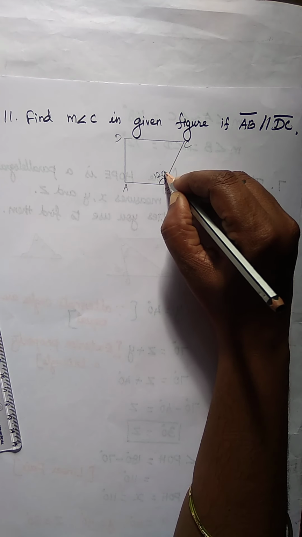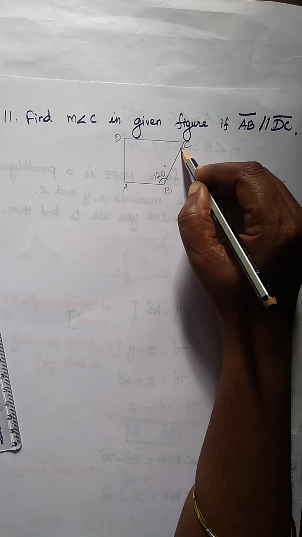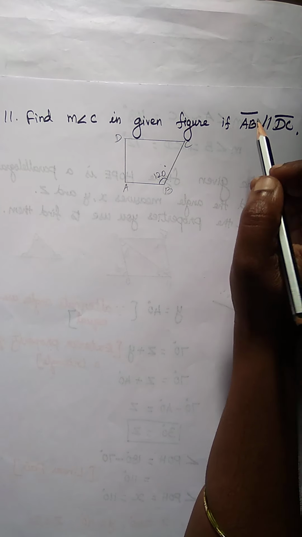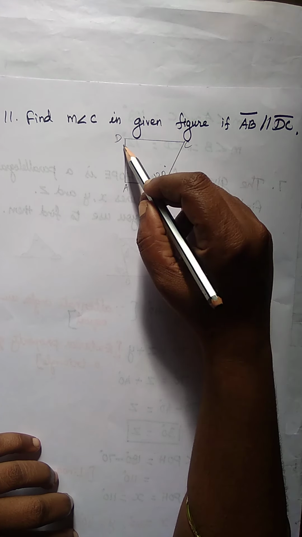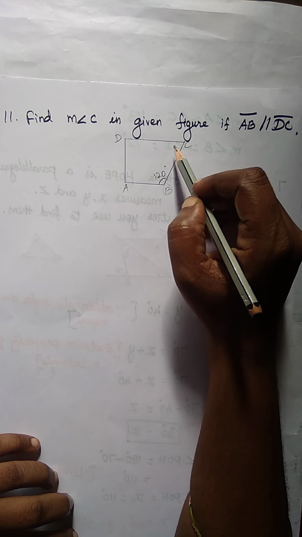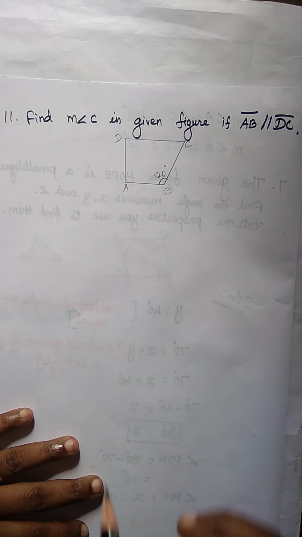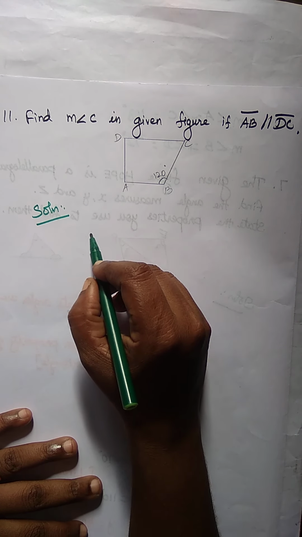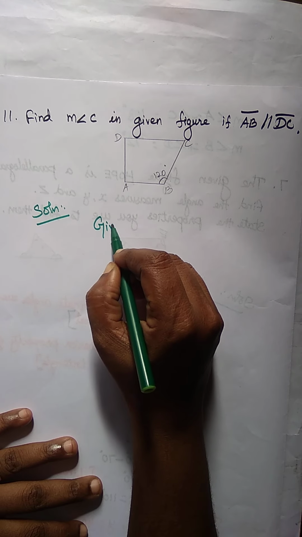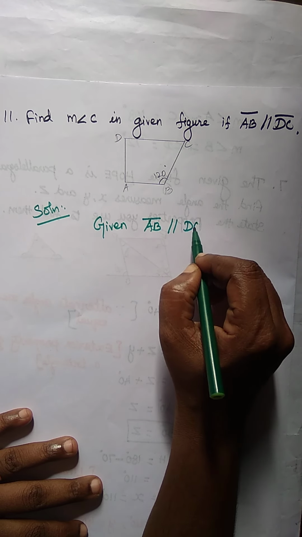Here angle B is 120 degree. We are going to find the angle C. Okay, the given statement is AB. This AB is parallel to DC. Okay, in a parallelogram, they have said that this AB is parallel to DC. Okay, using this we are going to find the angle C. Okay, now what is given? Given side AB is parallel to DC.